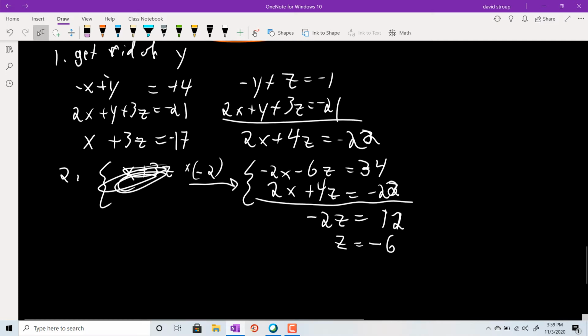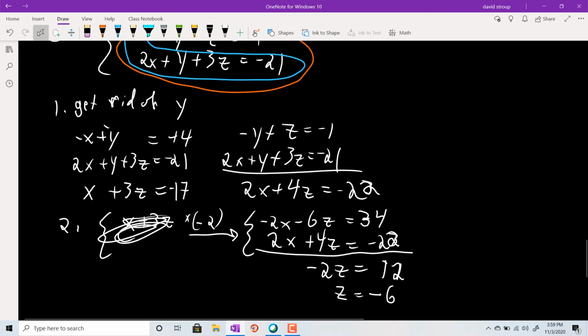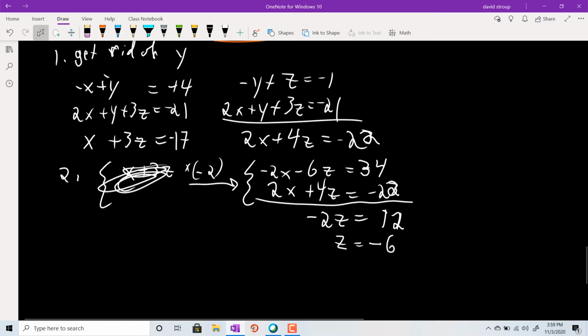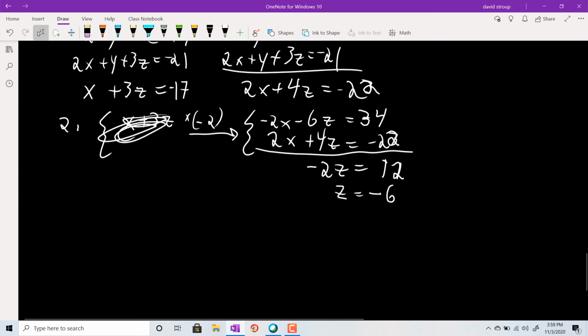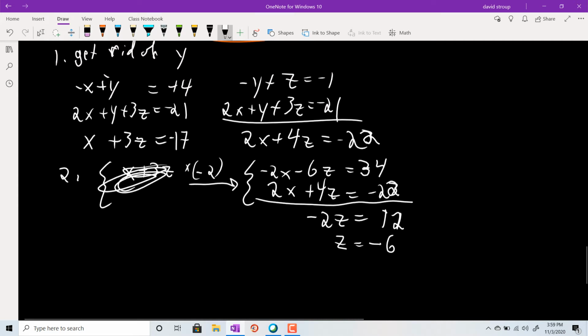Right, so if that happens to you, don't panic, okay? It may be easier just to skip these hard ones and go on to the other ones and then come back and do these, okay? It may just be a lot easier to not have to worry about it until the end. Anyways, there's one of the answers. Now we can start back subbing.